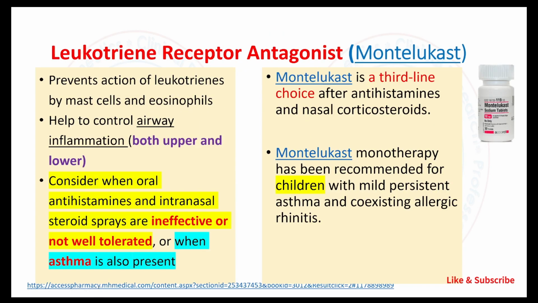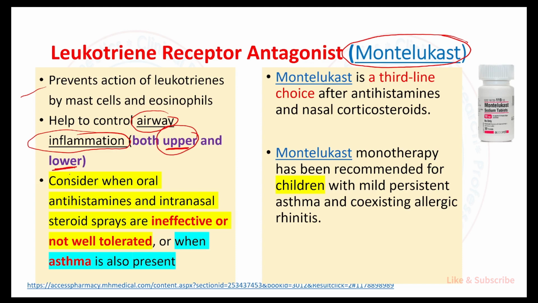Moving to the leukotriene receptor antagonist. As you can see here, we have montelukast. Montelukast prevents the action of leukotriene by mast cells and eosinophils and helps to control airway inflammation. So the leukotriene receptor antagonist prevents inflammation. The most important point here is that it reduces inflammation in the upper respiratory system and the lower respiratory system. Here we start thinking about using this medication for asthma. We use it for allergic rhinitis.